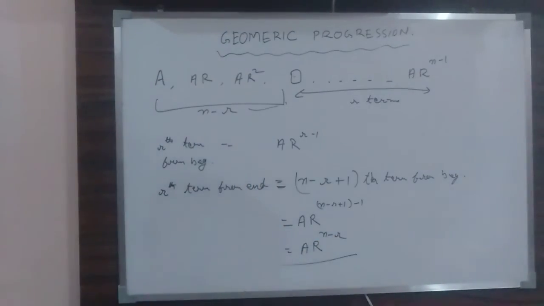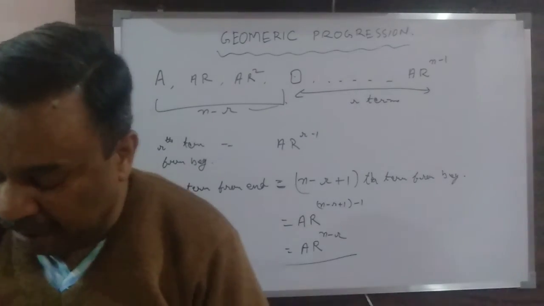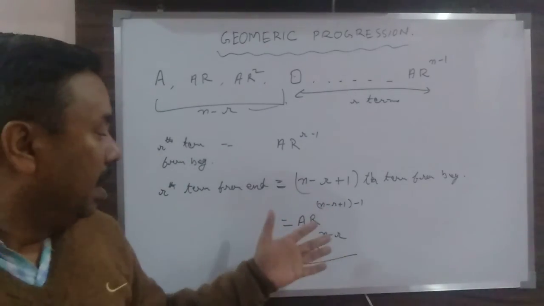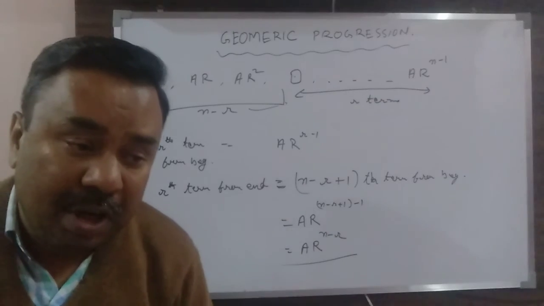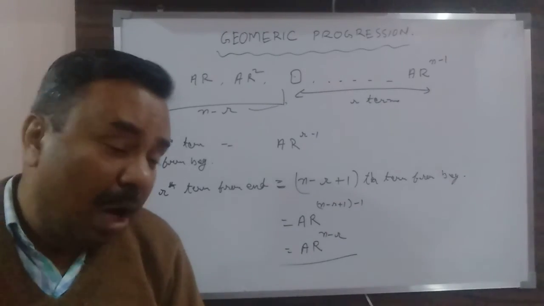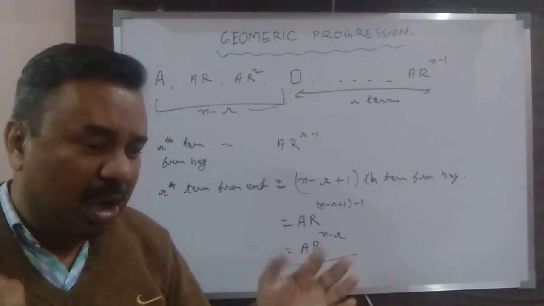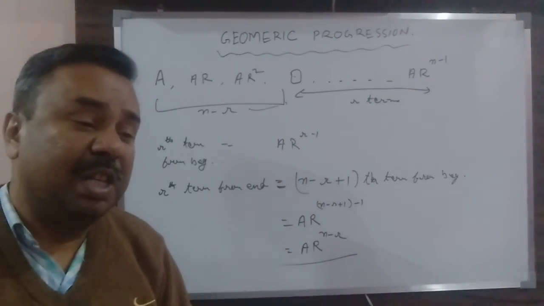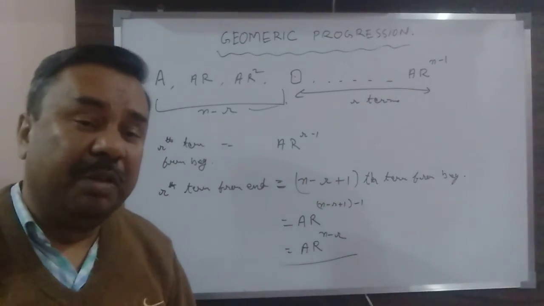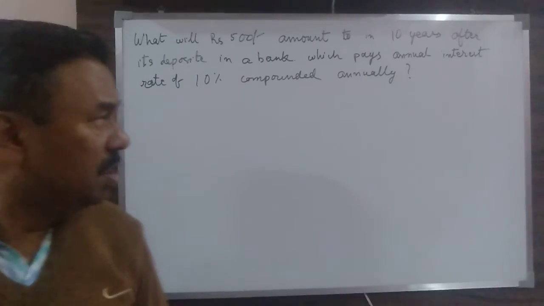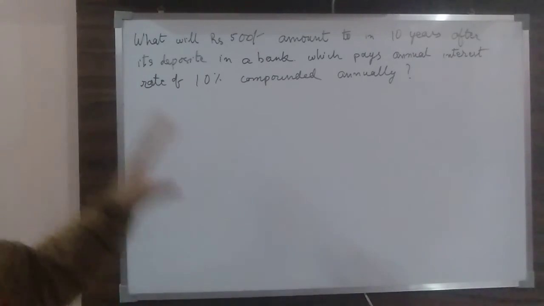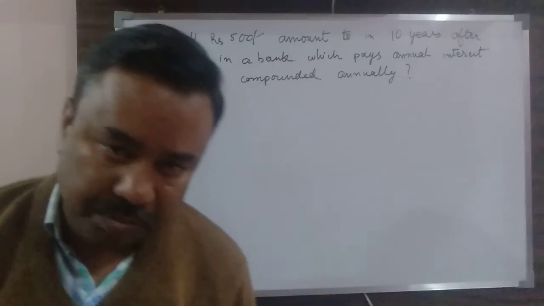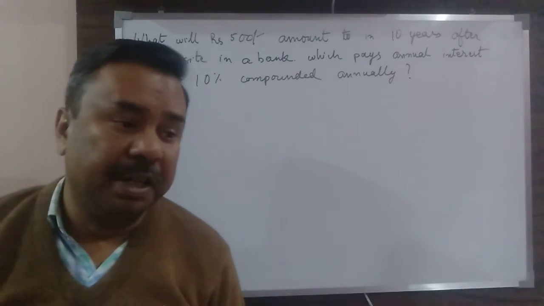So when you have to find the rth term from the end, it is a r raised to the power n minus r. Now I will give you a very small example. I will keep on giving some small examples also, so that you can understand how to use the formulas in a better way.